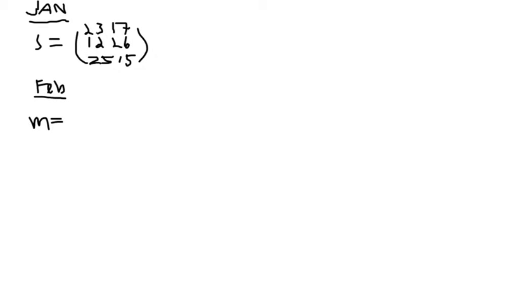So the matrix S corresponds to the table for January. These are the sales for Sammy, and these are the sales for Jenny. It's exactly like in the table.